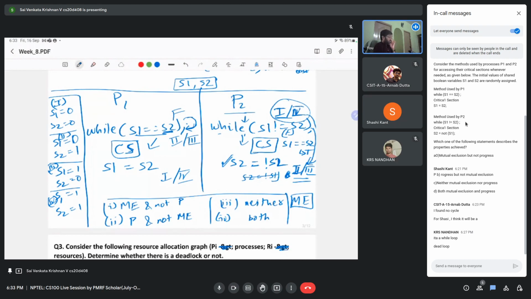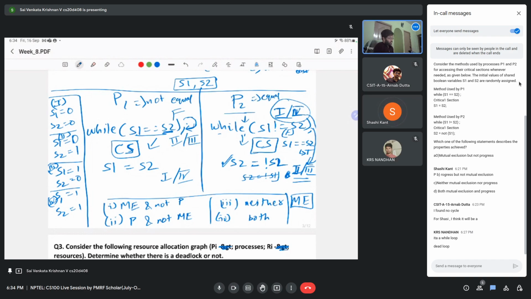Once P1 finishes execution, say like this, it's given that the initial values of the shared variables are randomly assigned. No, I want to know that there is a condition that P2 can enter the critical section when both are equal, right? When both are equal, P2 will enter. When both are not equal, P1 will enter.